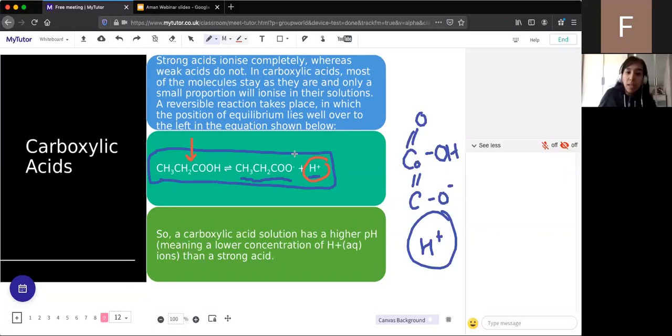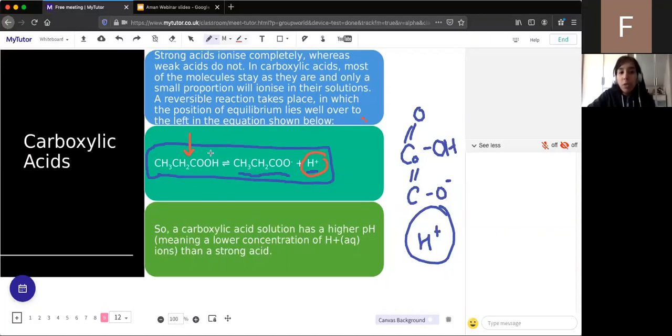And that's basically what this box is saying here. It's saying strong acids ionize completely, which basically means break up into their ions completely, whereas weak acids do not. In carboxylic acids, most of the molecules stay as they are, i.e. they stay as a carboxylic acid, and only a small proportion will ionize into H+ and CH3CH2COO-. So a reversible reaction takes place in which the position of equilibrium lies over to the left.